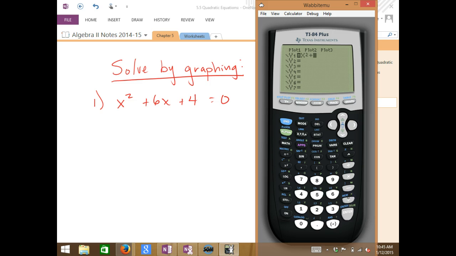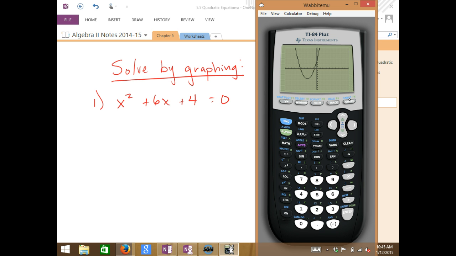Plus 6x plus 4. Everybody good? Everybody have that typed in? All right, so once we have the equation typed into the calculator, we're now going to graph it. All we have to do is simply hit graph. That's all we do.